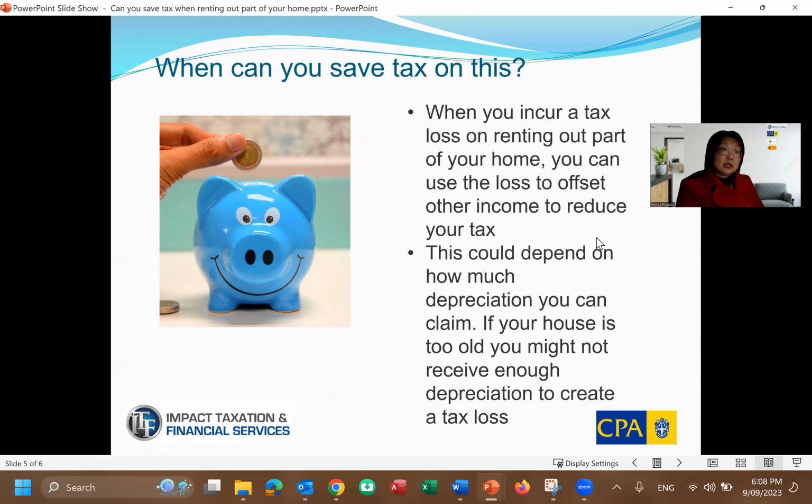But generally speaking, it's income minus depreciation minus interest minus all the other small expenses, like council rates and water rates. If you do have a tax loss, then that tax loss can be used to offset your other income to reduce your overall tax. So that's how you can potentially save tax from renting out a part of your home.